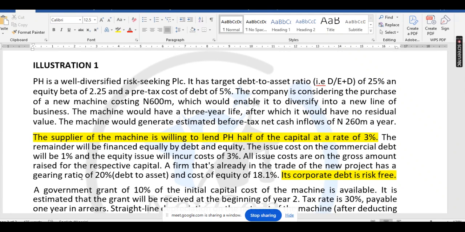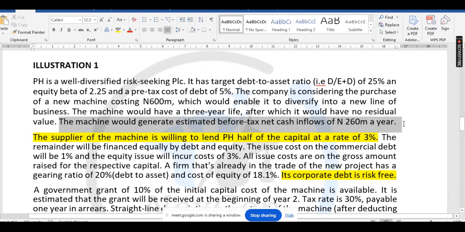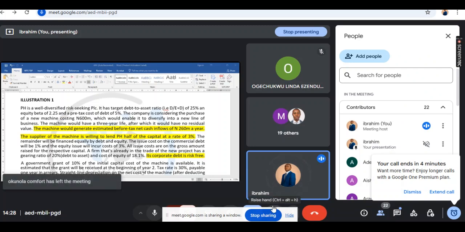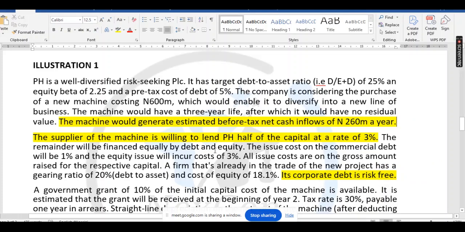Now, class, there's a place where they mentioned what the machine will generate for the company: an estimated before tax net cash inflow. See, the base case NPV is your normal cash inflow and cash outflow. The only thing that will be different is what you use to discount it. And what is the cost of the asset? 600 million. This is the cost of the asset.